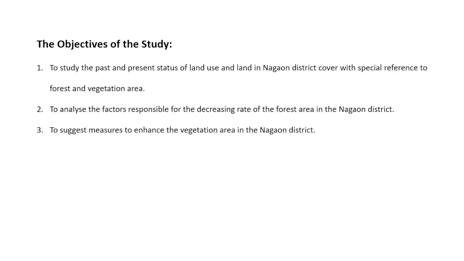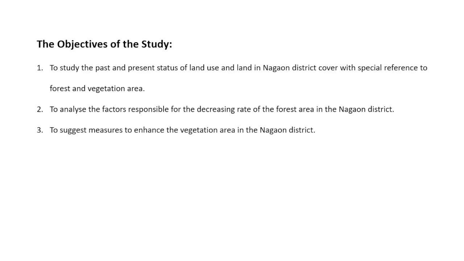The objective of this study focuses on critical examination of land use and vegetation cover in Nagaon District, with an emphasis on understanding historical trends, identifying causative factors for deforestation, and proposing enhancement measures for vegetation cover.